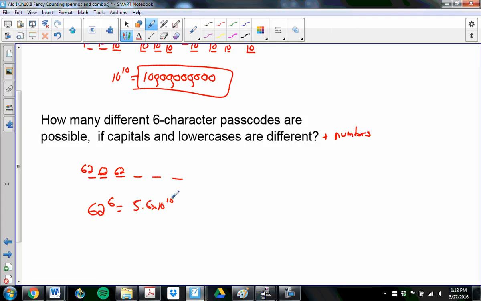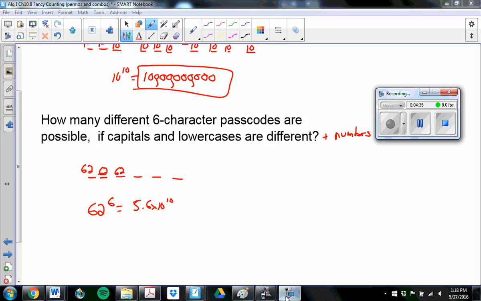This is just the first level of fancy counting. Basically, how many different spots do you have, and how many different things could fill those slots? And then you multiply those. The next thing we'll do is talk about what happens when you start pulling things out. And that's going to be our next video, so we'll move there next.